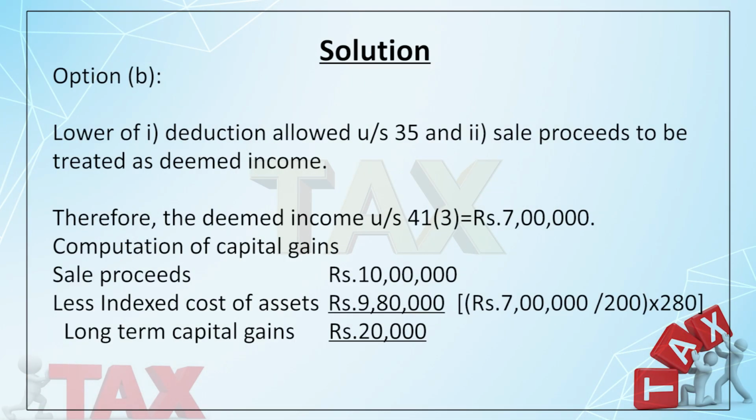Now what is the balancing charge? Deduction allowed was 7 lakhs and your sale proceed is 10 lakhs. So therefore the lower one is 7 lakhs. So your deemed income is 7 lakhs. Then in case of capital gain, your sale proceed is 10 lakhs and you have purchased it for 7 lakhs during 12-13. So the CII is 200, multiplied by current year 280, gives 9,80,000. So you have a long term capital gain of 20,000.